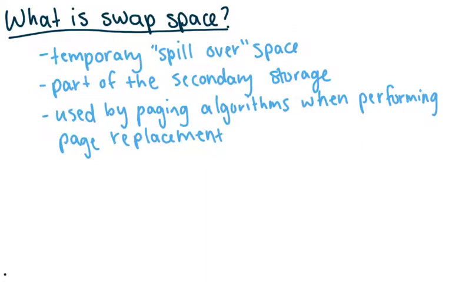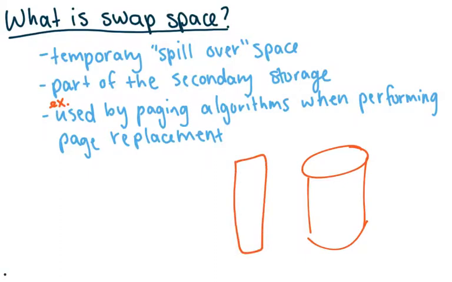So what is swap space? Swap space is just kind of temporary spillover space. It's actually part of the secondary storage, and it's used by some of the paging algorithms that we talked about. This is just an example; it's used for other things too. But when performing page replacement, there's this swap space. We talked about this backing store: when something needed to be swapped out, it would be put into the backing store. And so this could very well be the swap space.